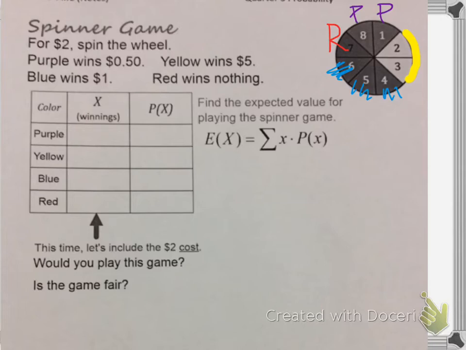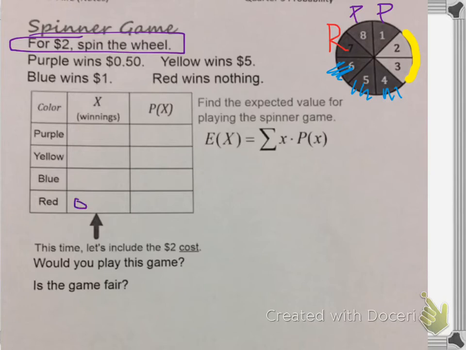So now I'm just going to find my expected value. So it says this time it cost me $2 per spin of the wheel. So this is going to be a little bit different than what we've been doing because it cost me to spin in the first place. Purple wins 50 cents, yellow wins $5, blue wins $1, and red wins nothing. So the total winnings here on red would be 0.